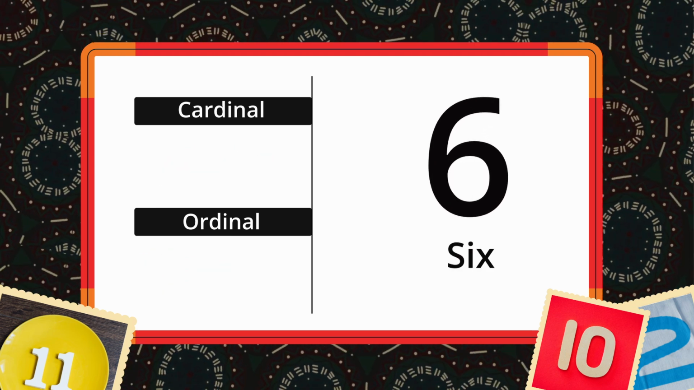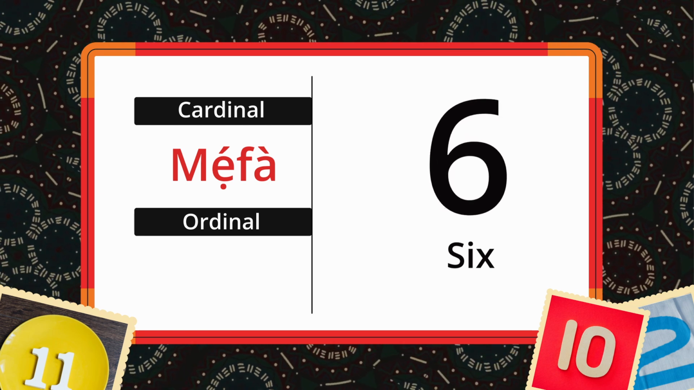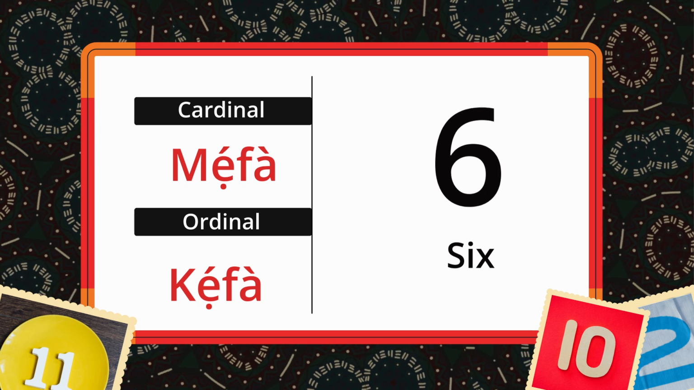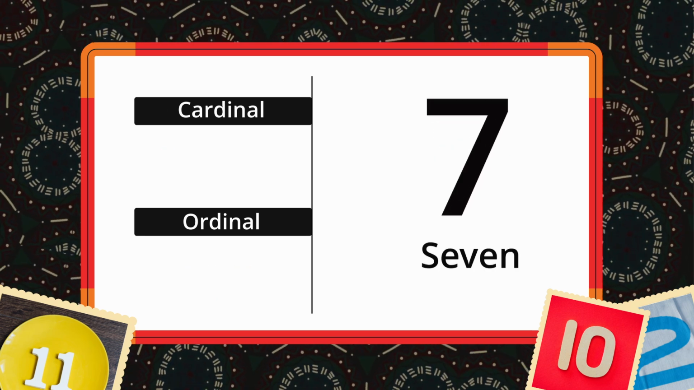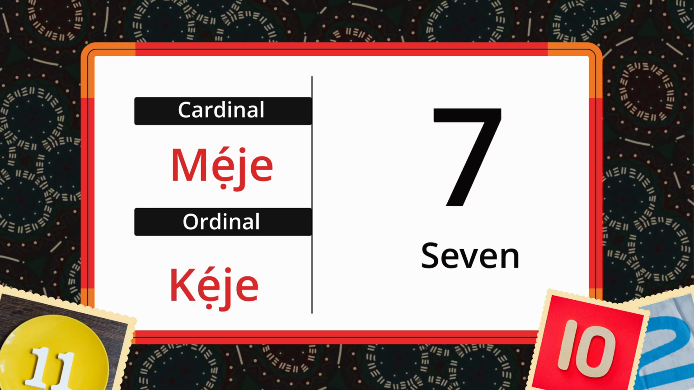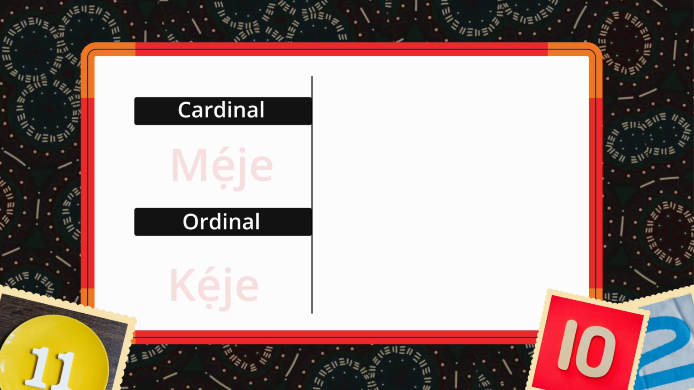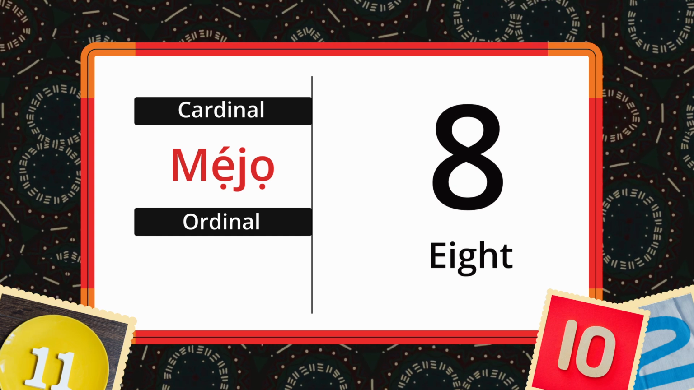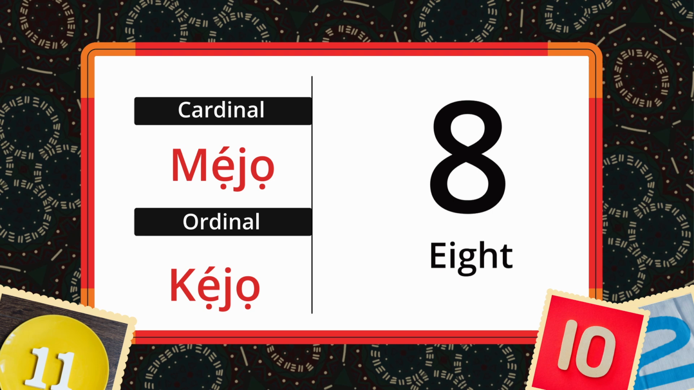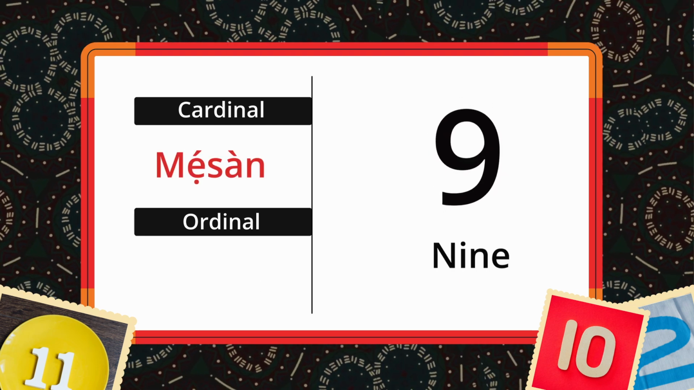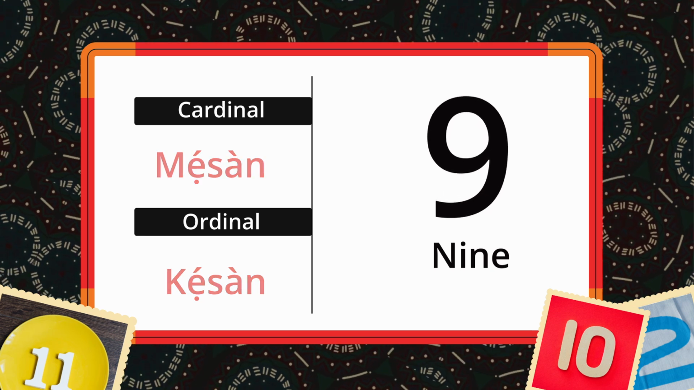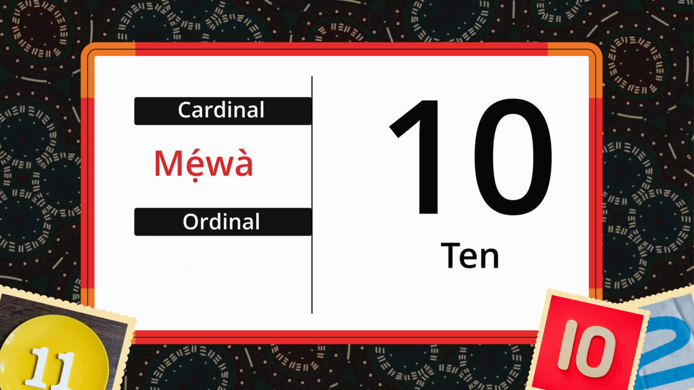6, mẹ́fà, mẹ́fà. You can call it kẹfà, kẹfà. 7, méje, méje. Keje, keje. 8, mẹ́jọ, mẹ́jọ. You can also call it kẹjọ, kẹjọ. 9, mẹ́sàn-án, mẹ́sàn-án. Kẹsàn-án, kẹsàn-án. 10, mẹ́wàá, mẹ́wàá.